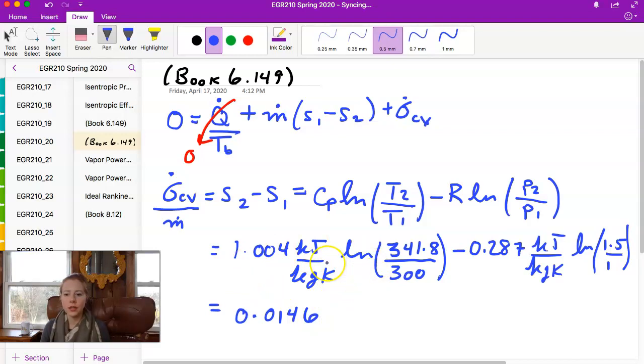Since this is a rate, it's going to be kilowatts per Kelvin per kilograms per second. So the seconds in kilograms per second and the seconds in kilowatts, which are kilojoules per second, end up canceling. So it makes sense that this is expressed still as kilojoules per kilogram Kelvin. The units make sense, and we're done.